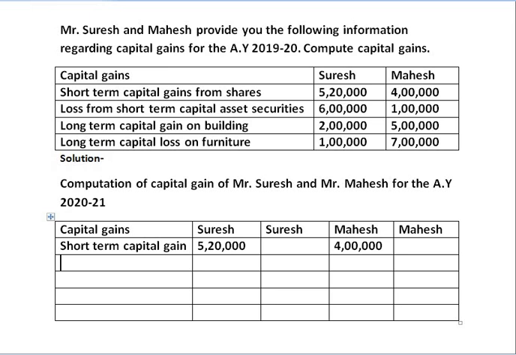Next is short term capital loss. In case of Suresh, it is 6 lakh as it is a loss. Show it minus 6 lakh. And in case of Mahesh, the loss is 1 lakh.